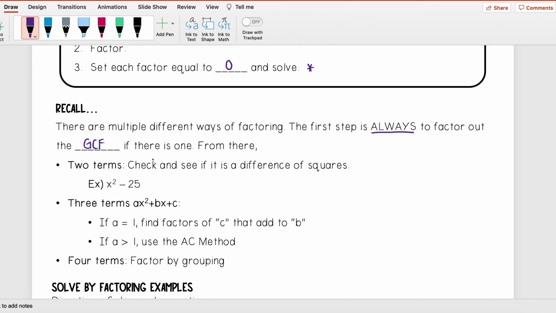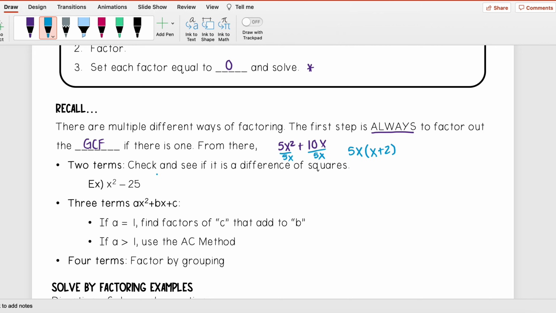So the first one is 2 terms. And if we have 2 terms, we want to check and see if it is a difference of squares. Because again, if there's a GCF, then we're going to factor out the GCF first. So for instance, if I had 2 terms, but let's say they were 5x squared plus 10x, I would see this has a GCF of 5x, and so I would divide out 5x from both and get that my factored form is 5x times (x plus 2). And so this wouldn't be a difference of squares, even though it's 2 terms. So always check for that.